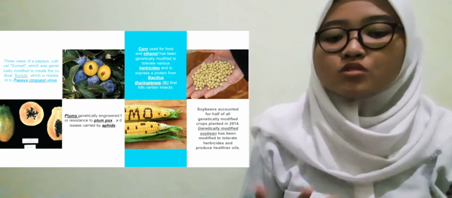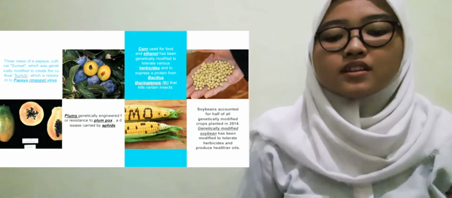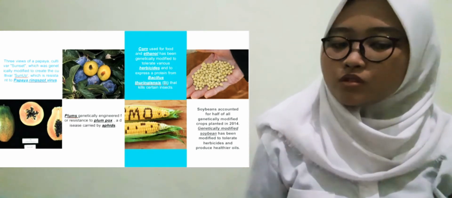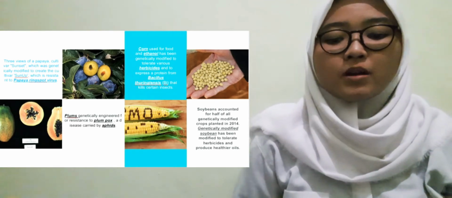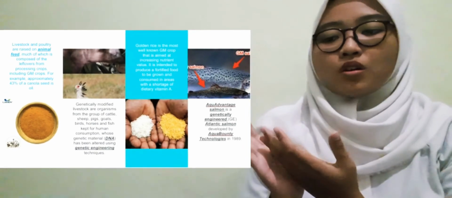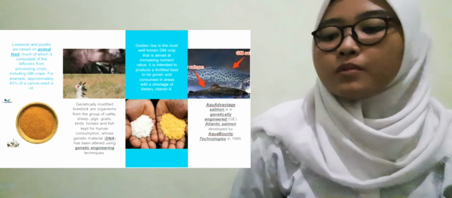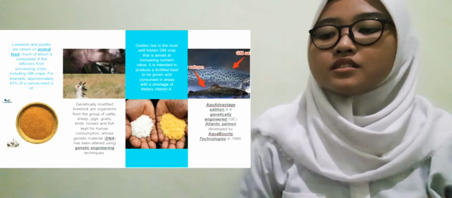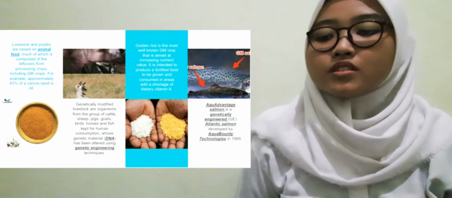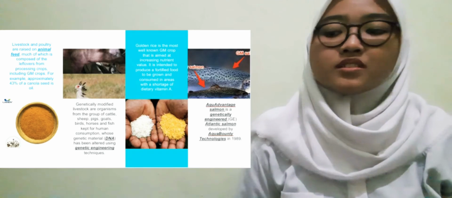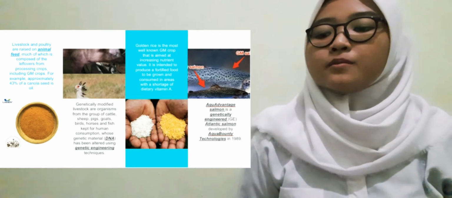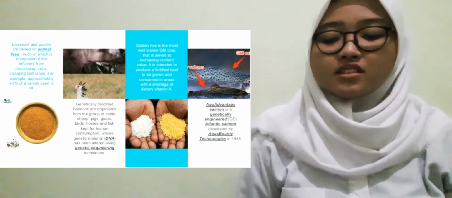Next, soybean. Soybean accounted for half of all genetically modified crops planted in 2014. Genetically modified soybean has been modified to tolerate herbicides and produce healthy oil. Next, livestock and poultry are raised on animal feed. Most of the feed is composed of the leftovers from processing crops, including GM crops. For example, approximately 40% of canola seed is oil.